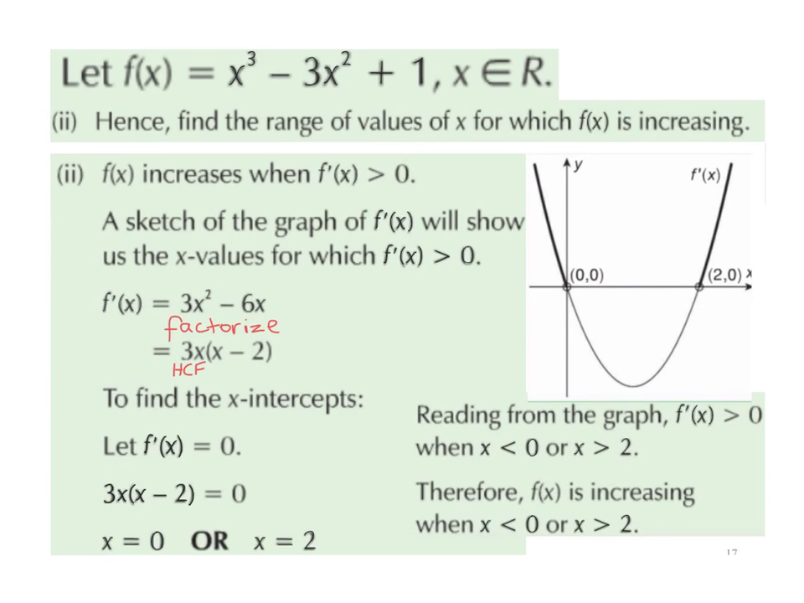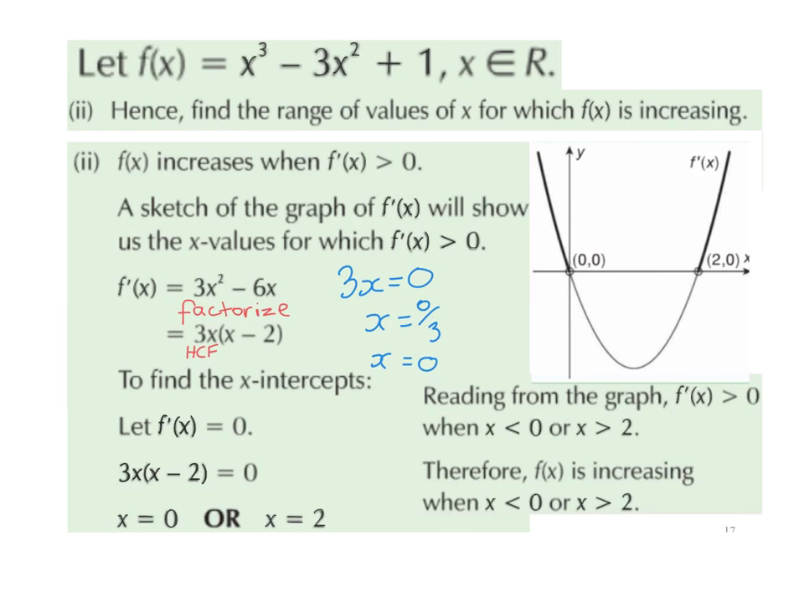So 3x divides into 3x squared and leaves me with x, and 3x divides into minus 6x and leaves me with minus 2. I can check on my right by multiplying out the brackets. 3x by x is 3x squared, 3x by minus 2 is minus 6x. So now I need to solve. What I'm going to do is let the 3x equal 0, and then let the x minus 2 equal 0.